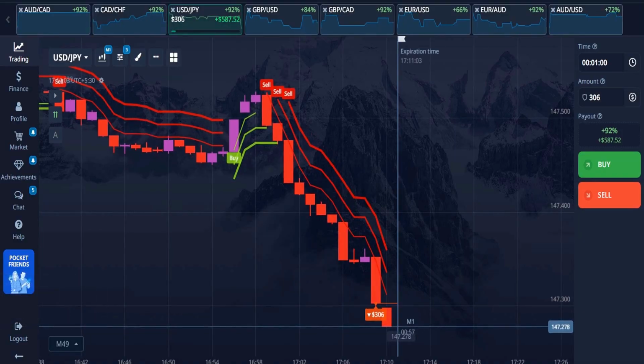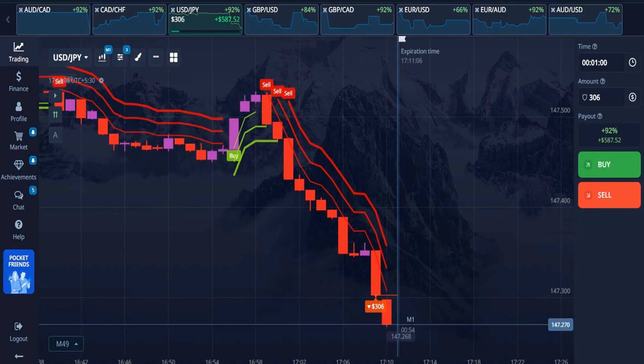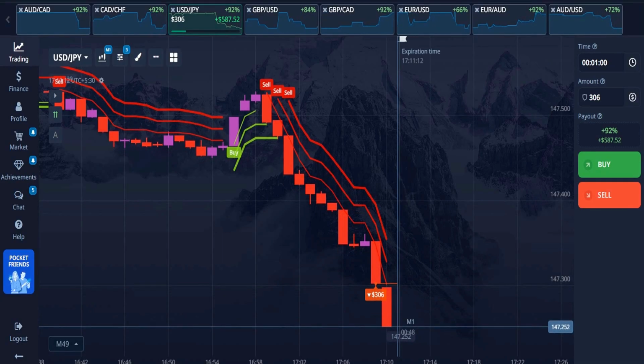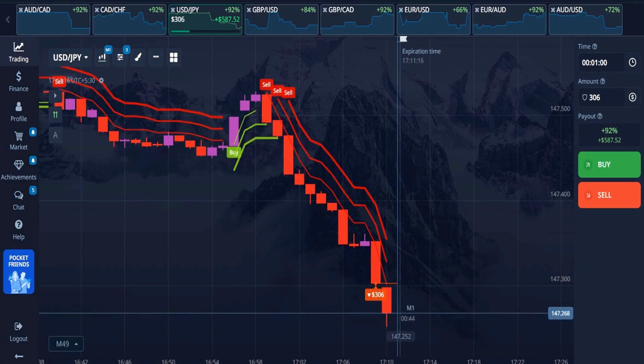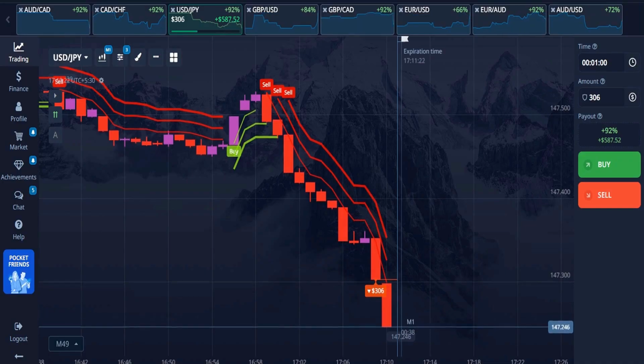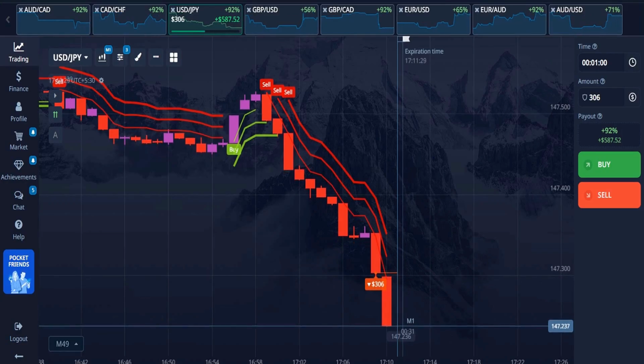As you can see on the chart, first, we noticed a strong downtrend. Multiple red candles were forming continuously, showing that sellers were in control. Then suddenly, a green candle appeared. This was just a quick pullback. Right after that, the next candle turned red again, and that's the signal we were waiting for.